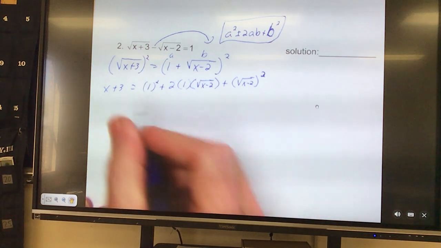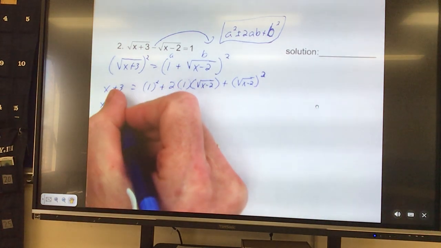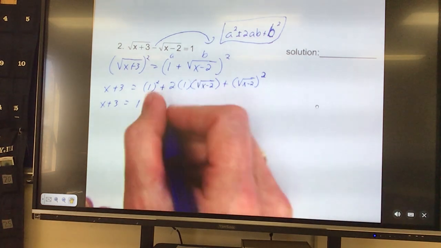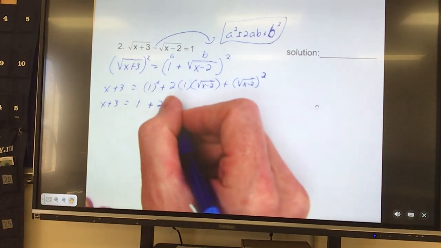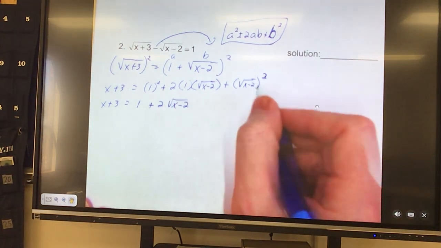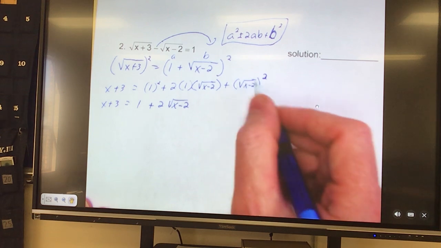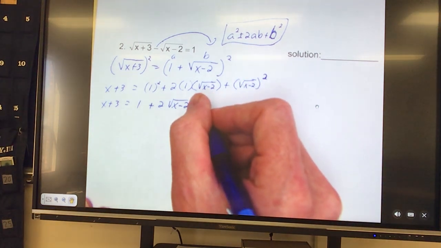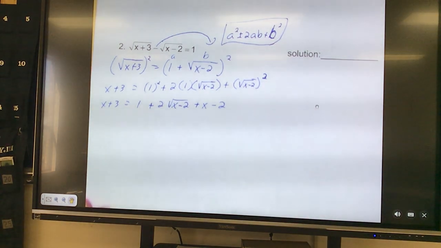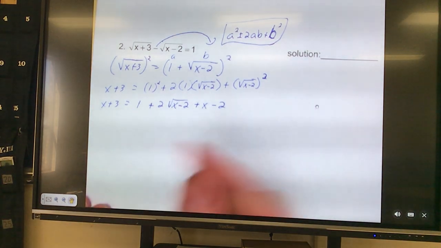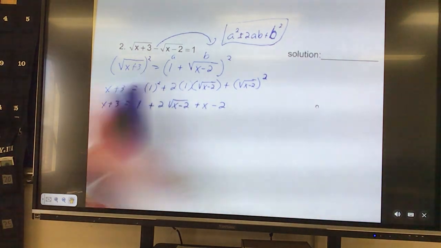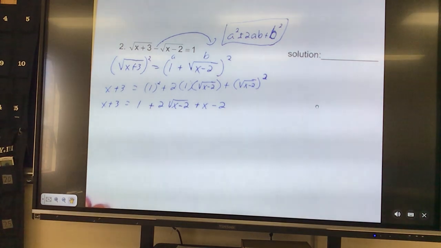Now we clean it up. I have x plus 3 equals 1 squared is 1. 2 times 1 is 2 square root x minus 2. And then when I square a square root, it just drops it off. So this would be a plus x minus 2. Now I want to keep the radical on one side and move everything else to the other side.